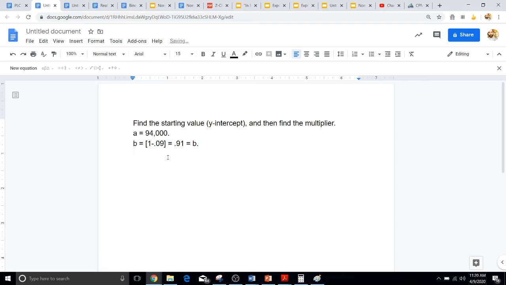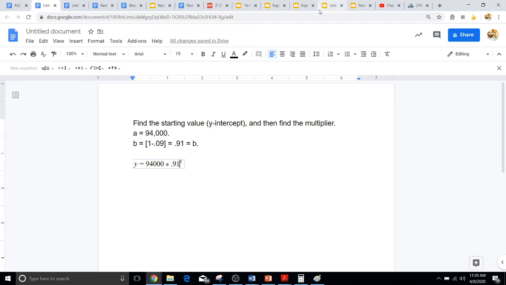All right, now we actually have our B term and we have our A term, so we can create an equation. Let's go ahead and do that. We know they always start with y equals A times B to the power of x. In this case, x is going to be the amount of time that passes. So let's go ahead and fill in our A. Our A is 94,000. And our B is 0.91. Because this value is lower than 1, it is going to be declining, which is what we wanted.